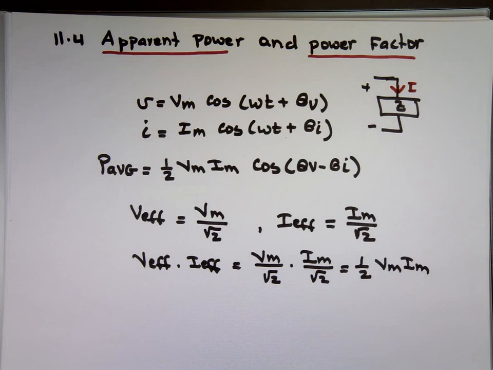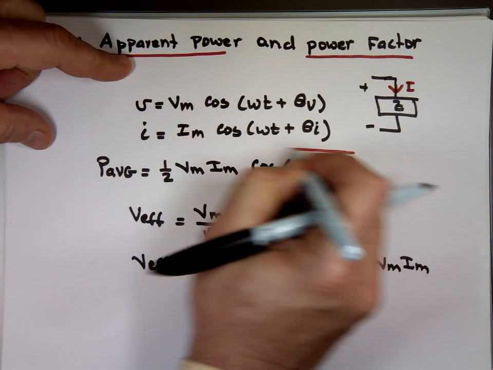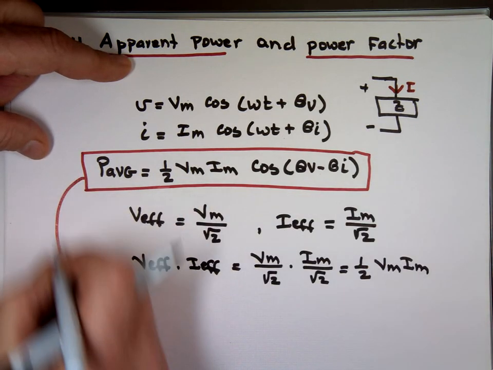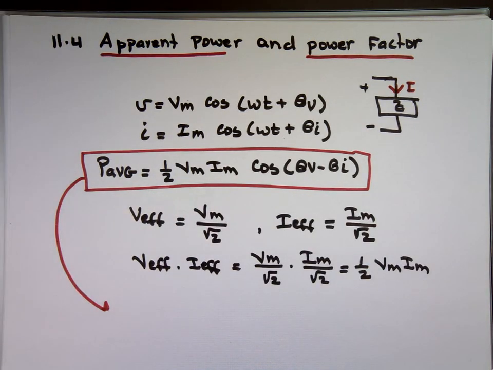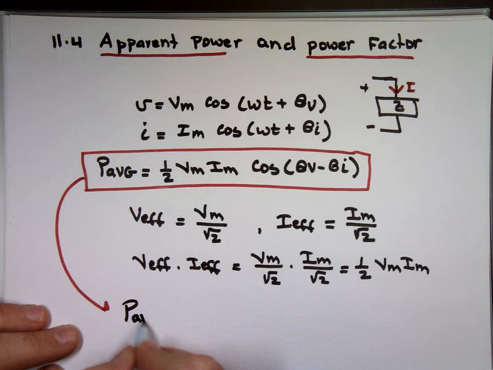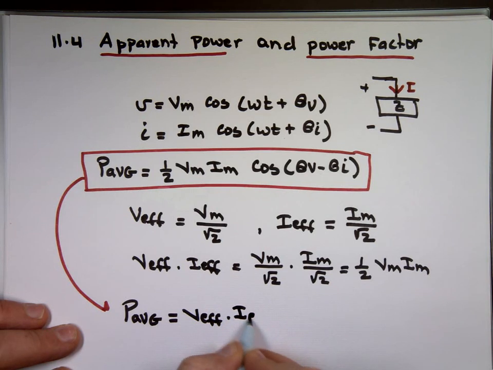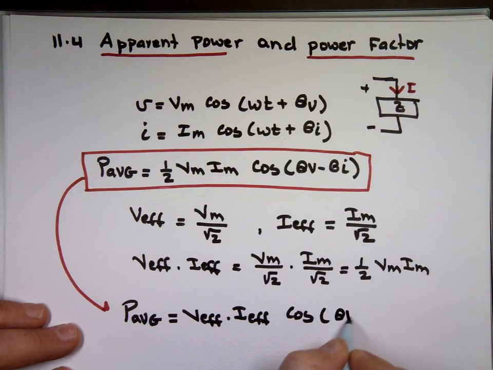Which means this equation now, the average power, if you don't want to use the maximum value, you can rewrite that as P average equals V effective, I effective, cosine theta V minus theta I.